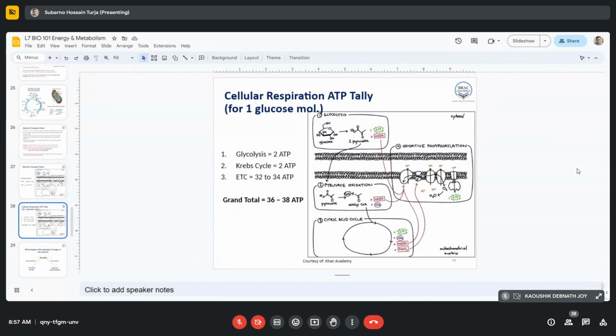from cellular respiration, how many ATP are we getting from the total process? From glycolysis we get two ATP, from the Krebs cycle we get two ATP, and from the electron transport chain we get 32 to 34 ATP. So you can see where the majority of the energy is made in respiration. Most of it is made during the electron transport chain. Any questions, anyone?